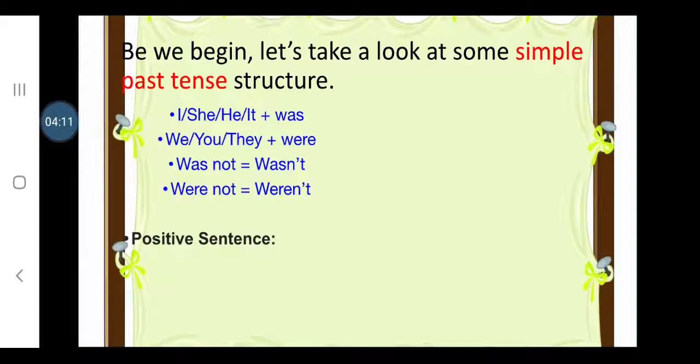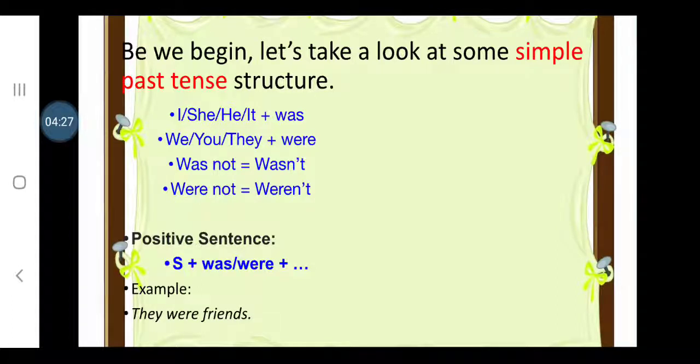Positive sentence. Subject plus was or were plus object. For example, they were friends. So they is the subject, were is the verb, and friends, that's the object.